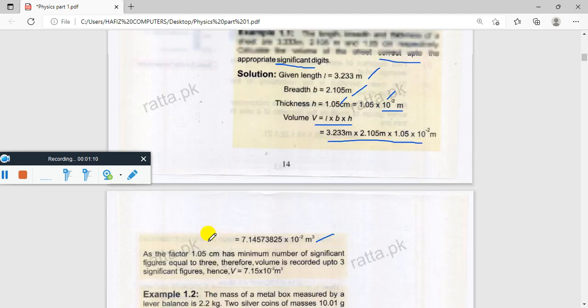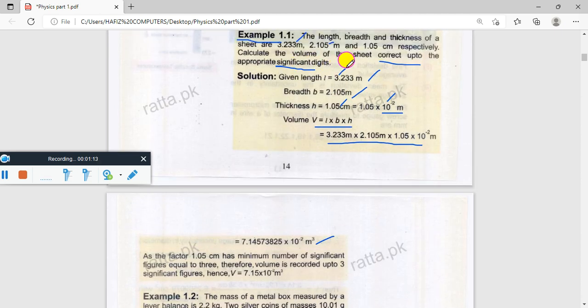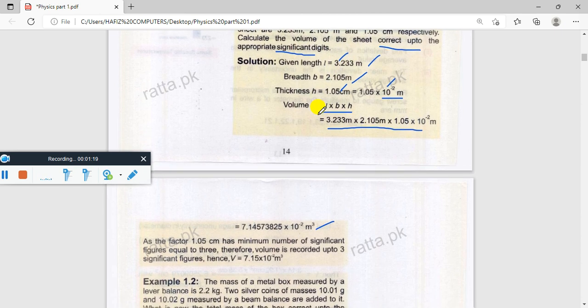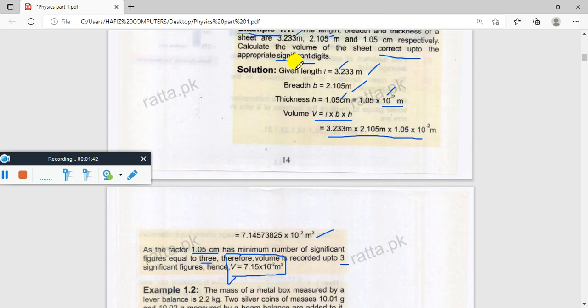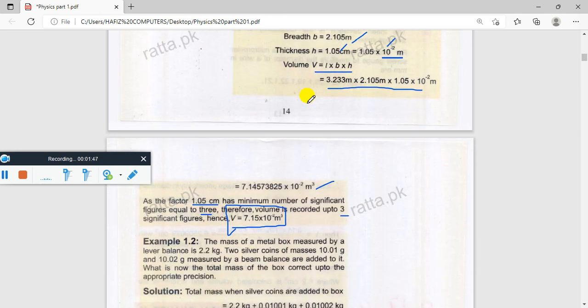So we will see from these three factors, 3 significant figures, 2.105 and 1.05. As the factor 1.05 centimeter has the minimum number of significant figures, equal to 3, therefore the volume is recorded up to 3 significant figures. According to the rule, we will record the volume up to 3 significant figures because the least of these three factors, length, breadth and thickness, has 3 significant figures. So we will report our answer up to 3 significant figures.